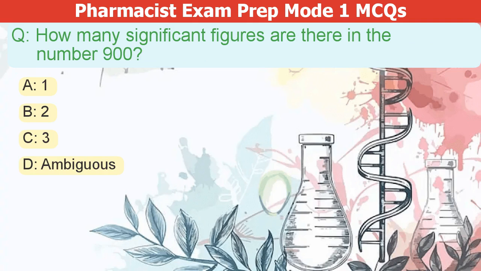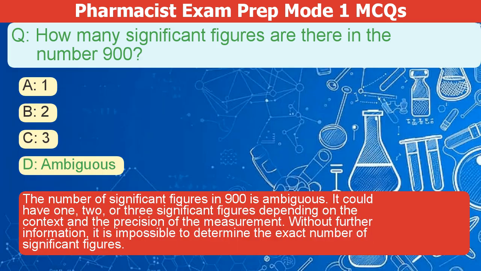How many significant figures are there in the number 900? A. 1. B. 2. C. 3. D. Ambiguous. The correct answer is D. The number of significant figures in 900 is ambiguous. It could have 1, 2, or 3 significant figures depending on the context and the precision of the measurement. Without further information, it is impossible to determine the exact number of significant figures.